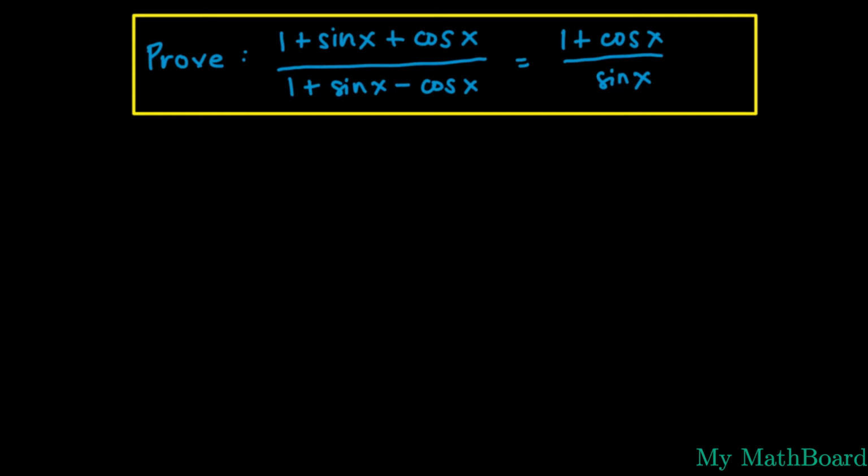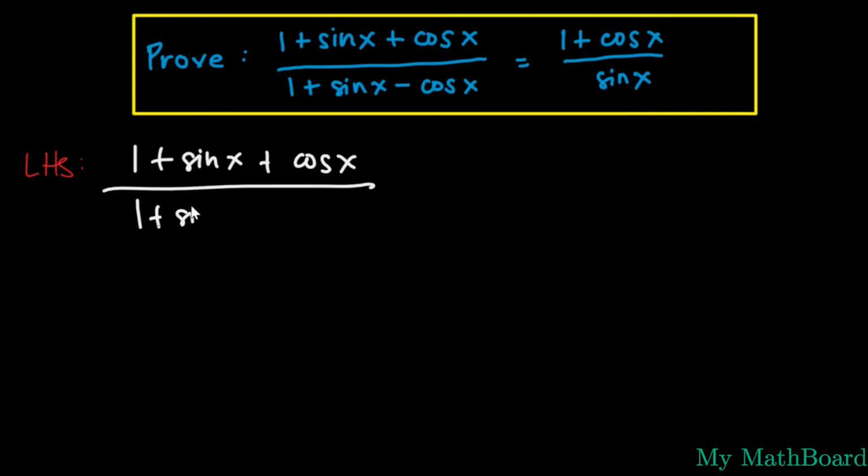So sa pagpo-prove ng identity, tingnan natin yung mas complicated, then doon tayo mag-focus. So kung makikita ninyo dito, yung left hand side ang mas complicated compared to the right hand side. So, ang i-manipulate natin ay yung left hand side para maging katulad siya ni right hand side. Okay? So, we have to manipulate the left hand side. Okay. So, we have 1 + sin x + cos x all over 1 + sin x - cos x.